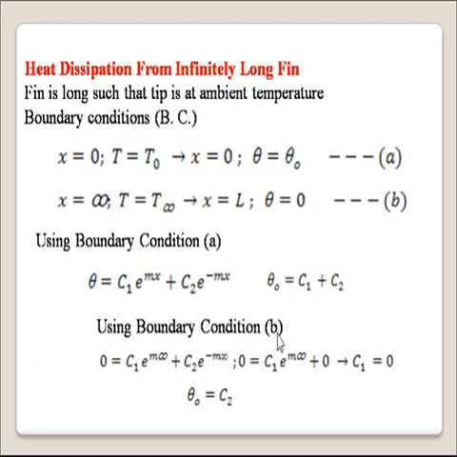Now using boundary condition B, x equal to infinity and theta equal to 0. Again this term is 0, so C1 e raised to m infinity plus 0. This implies C1 equal to 0. So from the earlier equation, now that C1 is 0, theta naught is equal to C2.